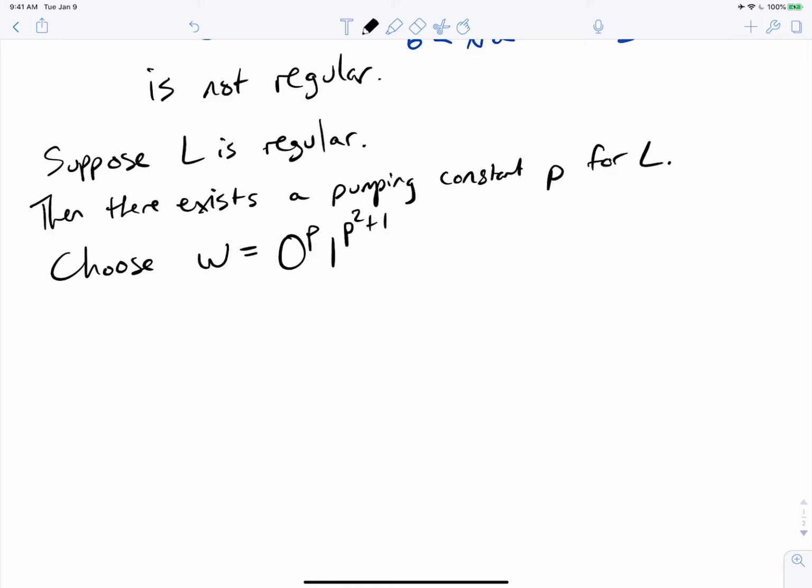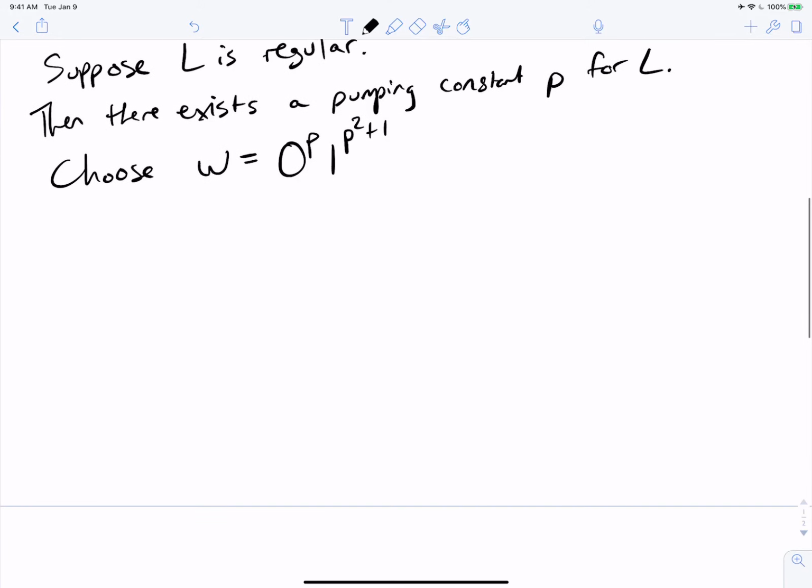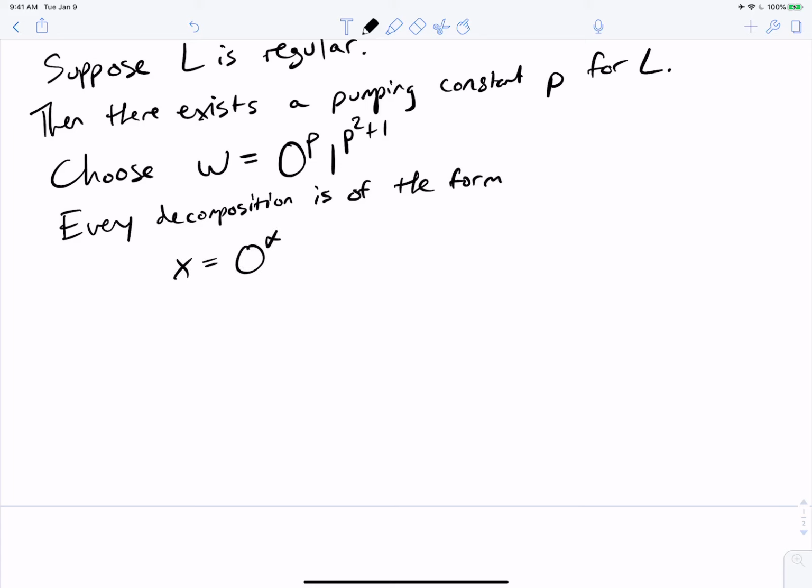They're all zeros. Okay, cool. So every decomposition is of the form: X is, say, alpha zeros, Y is beta zeros, just like we've done before, and Z is the rest. So P minus alpha minus beta zeros, and then P squared plus 1 ones.